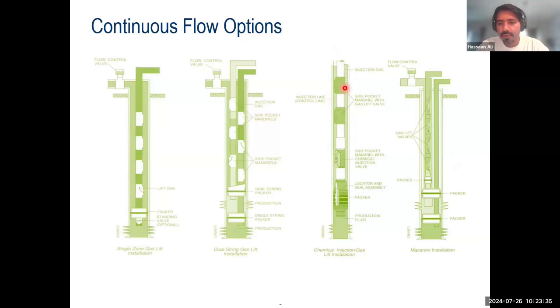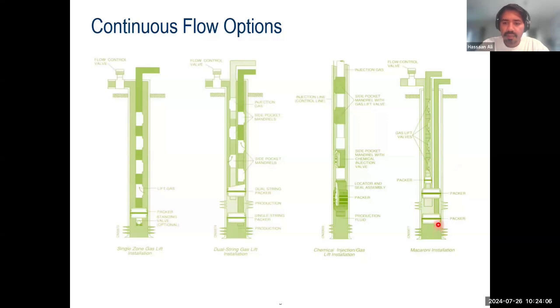And there is one more, which is not so common actually. This is called a macaroni installation. In a macaroni installation, you have a dual string as well. You will have one string, which you can see right over here with the gas lift mandrels and gas lift valves. And there is another string, which is right over here. This is done because of one main reason. That one main reason is that there is one formation that would require gas lift assistance for it to flow, while the other formation does not.